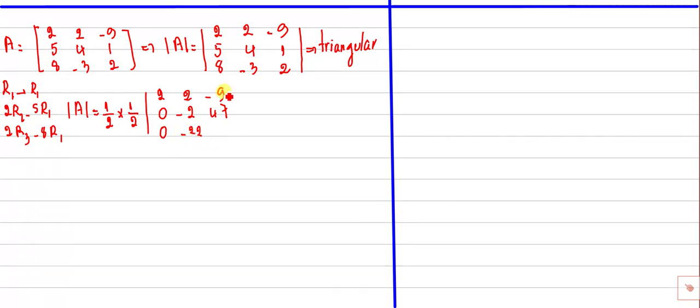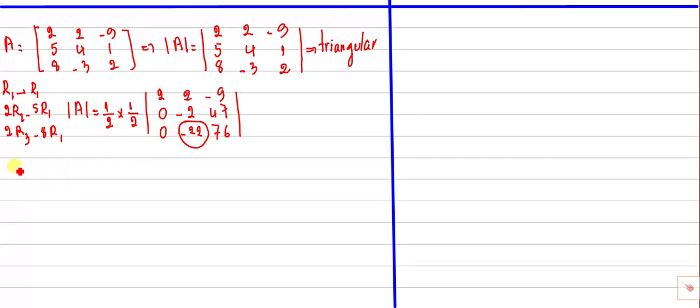Minus 22. And this one is 4. This one minus, and this one is minus, is plus, 72. 72 and 4 plus 4 is 76. And then we take this one to be 0.